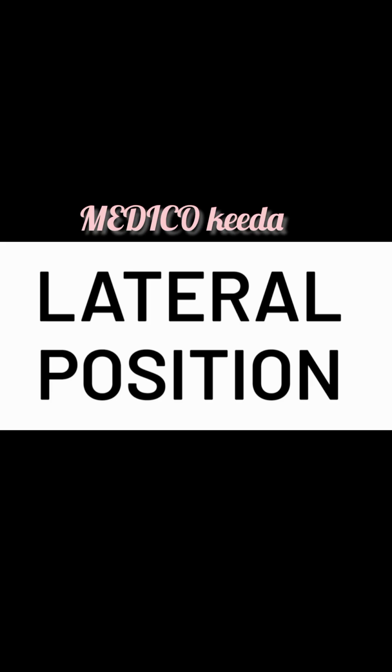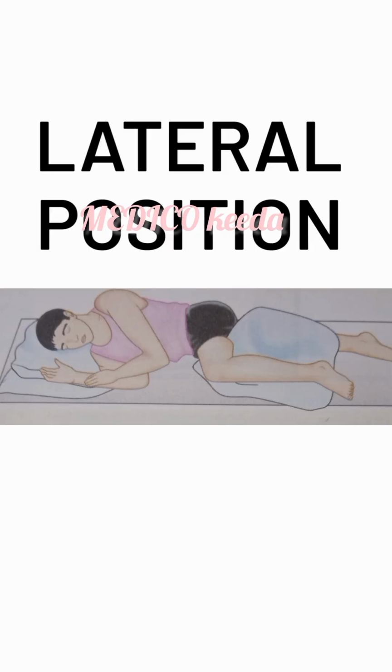Now the next position is the lateral position. In this position, the patient is lying on either the left or right side with hips and knees flexed. The top leg is in front of the bottom leg. In this position, pressure on the back and coccyx is relieved and pressure is distributed along the scapula, the lateral aspects of the ilium, and the greater trochanter of the femur.